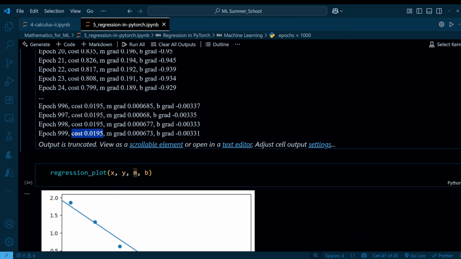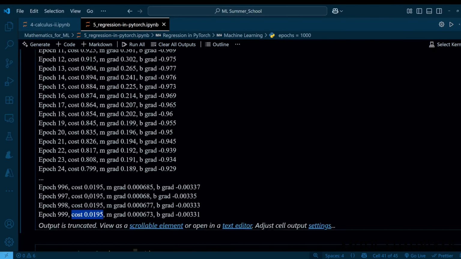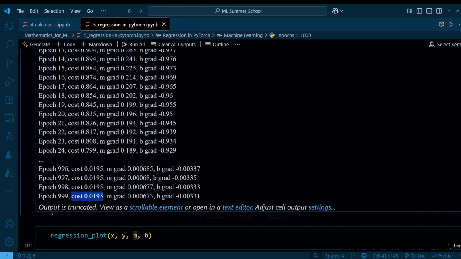And the cost has been very much minimized. It was earlier 8.5 and right now it is 0.0195. So it is good. And why did we stop here, why didn't we get cost equal to 0? Because you see after 996 or so, up to 999, the cost is still the same. That means it's not decreasing any longer. So 1000 epochs is perfect. If you are working in machine learning, you will see that.